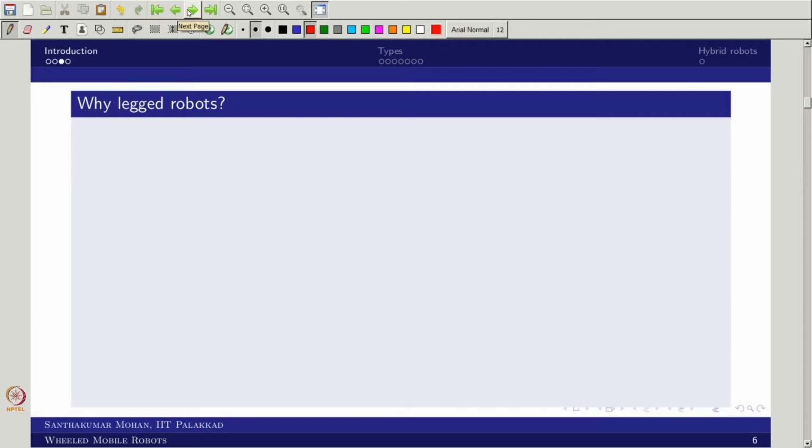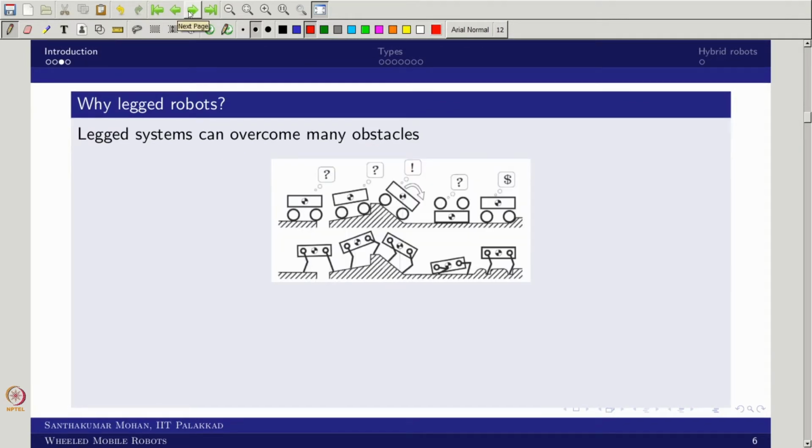So then what would be the case? Why a legged robot? One of the easiest ways to say it is that it is nature inspired, and it can overcome many obstacles. For example, I am putting one picture from a very popular textbook.